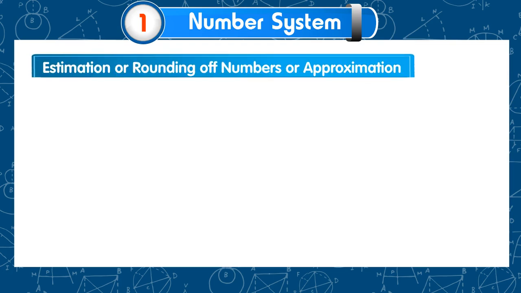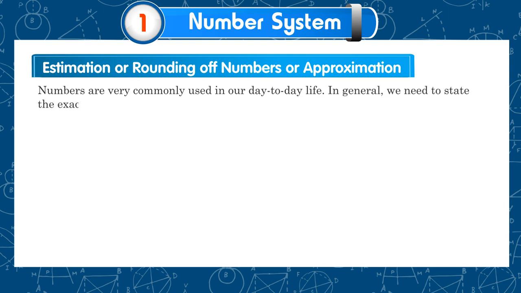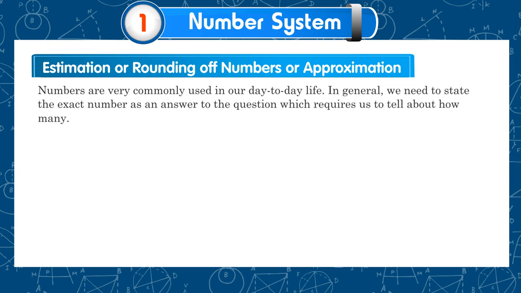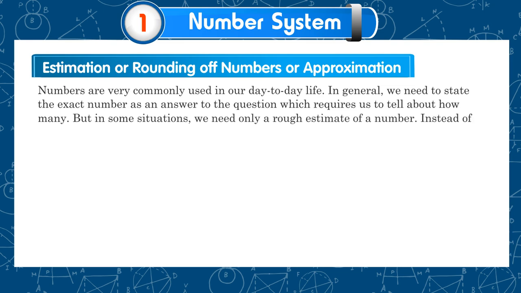Estimation or rounding of numbers, or approximation. Numbers are very commonly used in our day-to-day life. In general, we need to state the exact number as an answer to the question, which requires us to tell about how many. But in some situations, we need only a rough estimate of a number. Instead of telling the exact number, we put forth an approximately estimated number.